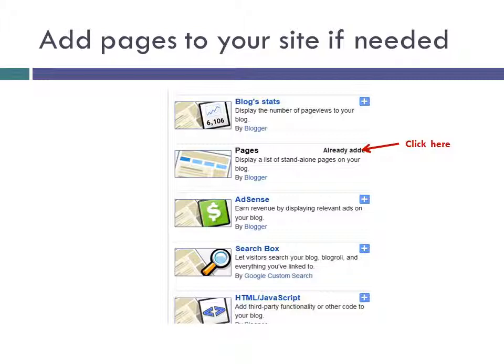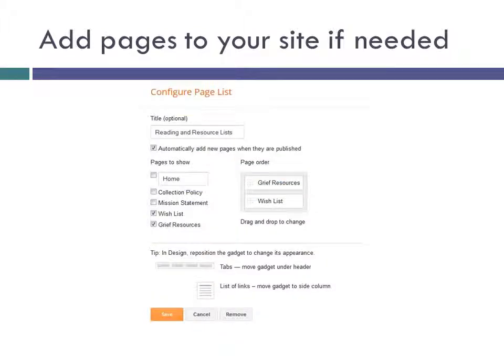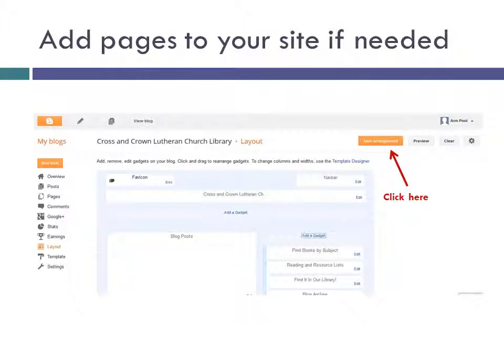After you click on Add a Gadget, a pop-up window will appear. Go through the list and find the Pages gadget. Since you don't yet have this on your site, yours will have a link and will not say Already Added. Click on the link for it. If you're adding your first page, configuring the page list will be very simple. You'll only have one page to show, and the order doesn't matter yet. Just remember that this is where you can make changes to the list later if you do add more pages. Click Save when you're done. One last thing, click on Save Arrangement on the Layout page.